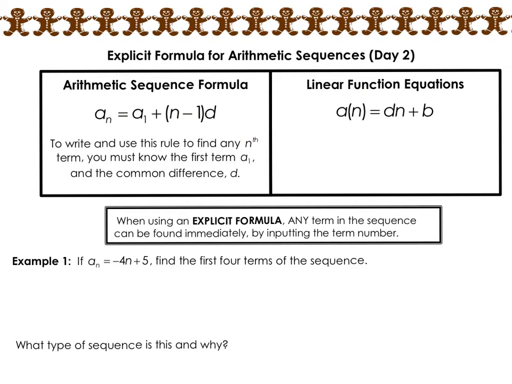Otherwise, they are similar, and we can simplify the arithmetic sequence formula to look like a linear equation. So just make sure that you write that down. The difference is that we're going to use the y-intercept instead of the first term. So when we're using an explicit formula, any term in the sequence can be found immediately just by inputting the term number. So let's try an example.